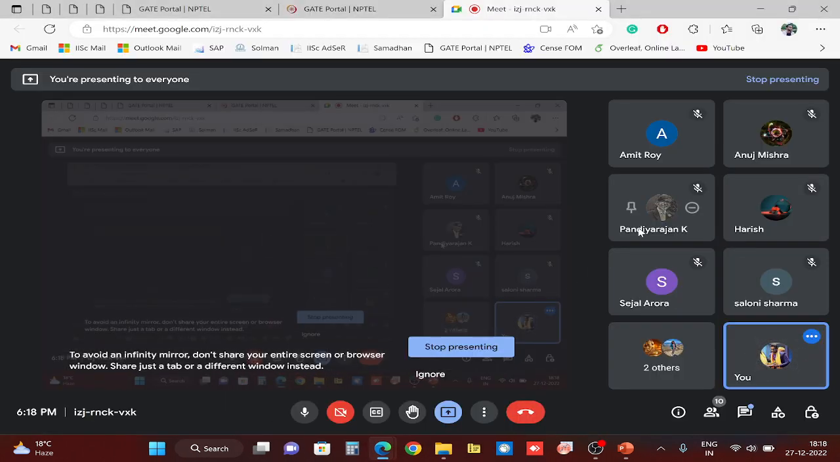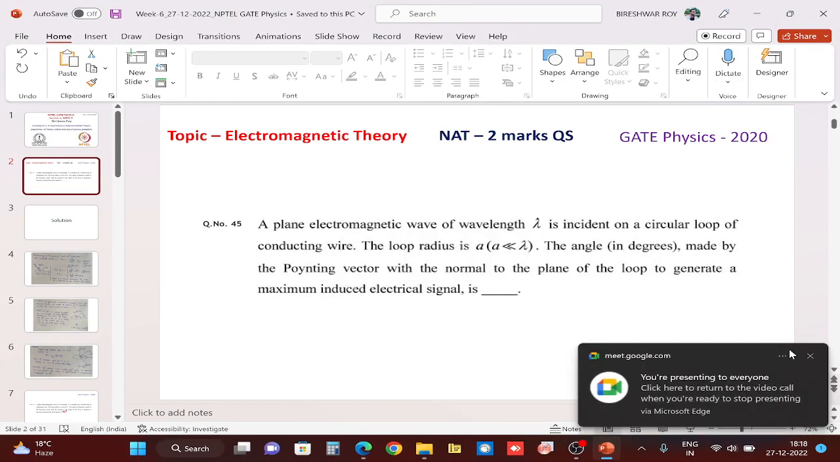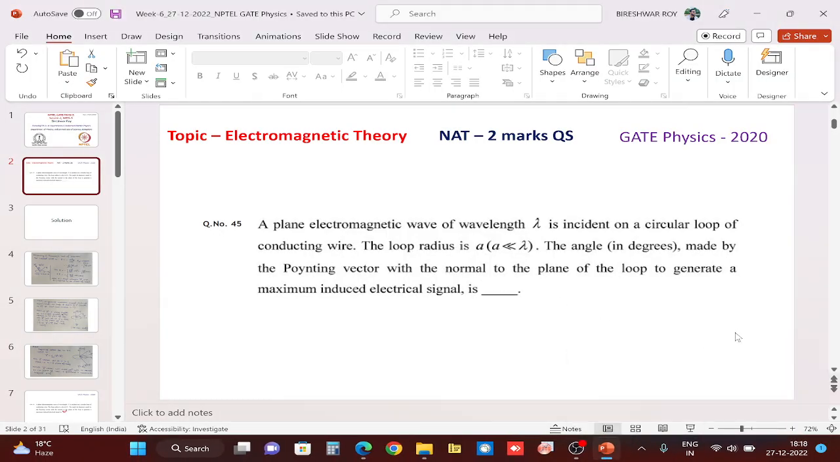Amit, did you get the answer? Sir, not yet, sir. I can't visualize, sir. Okay, okay. This is the problem with visualization only. If you can visualize this problem, then you can easily tell the answer. You don't have to even solve this. Okay, so should I wait for 1 or 2 minutes? Do you guys want to try, or will I go to the solution?